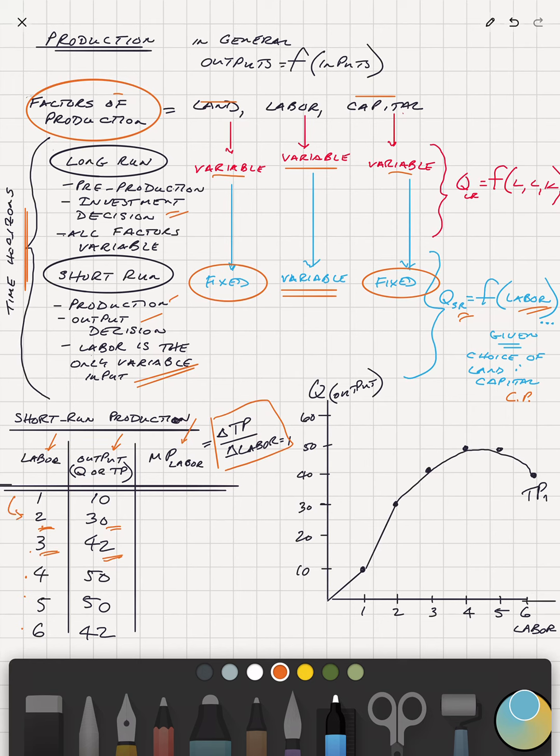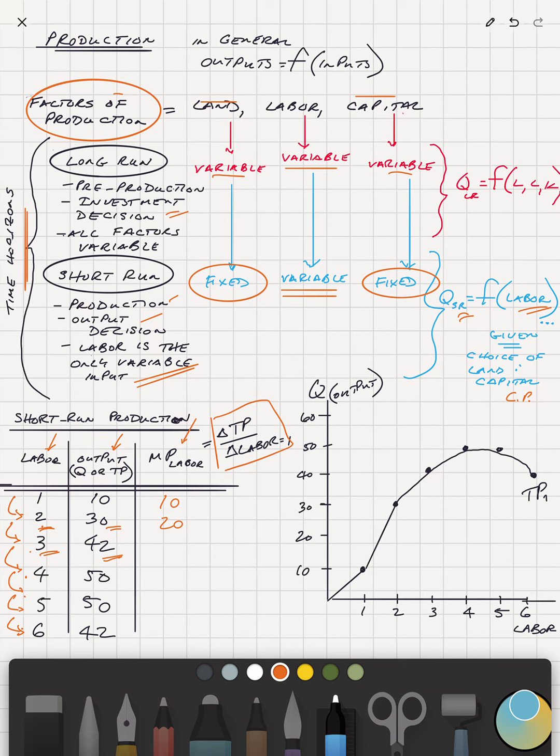We can sequentially look at the marginal product by going from row to row and then looking at this second column. So if I don't hire anybody, I don't get any output. If I hire the first worker, I get 10 units. Therefore, the marginal product of that first worker is 10 units. What's the marginal product of the second worker? The marginal product of the second worker is 20 units.